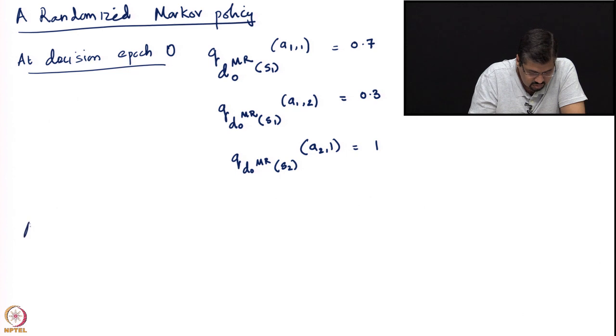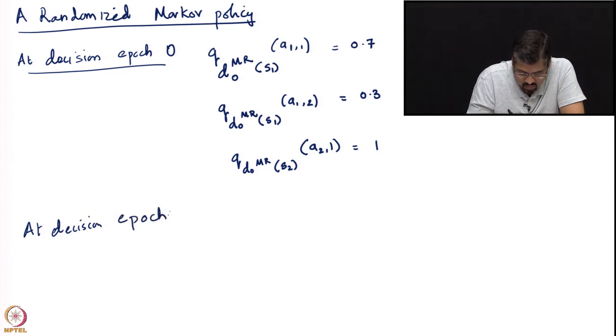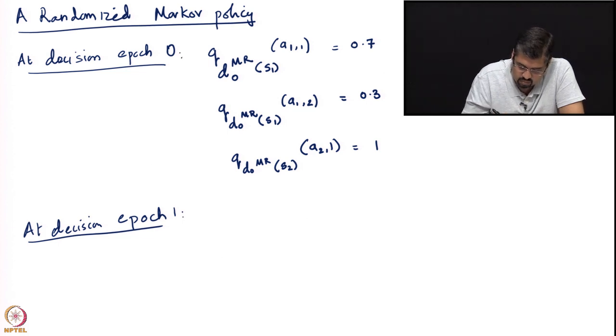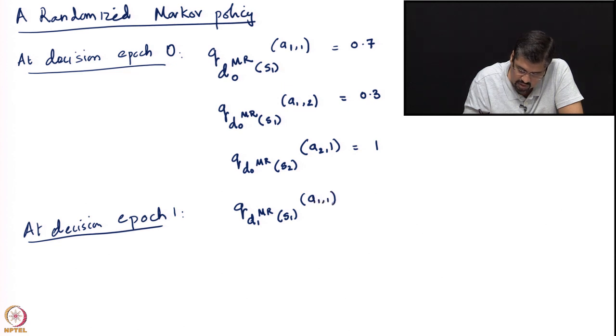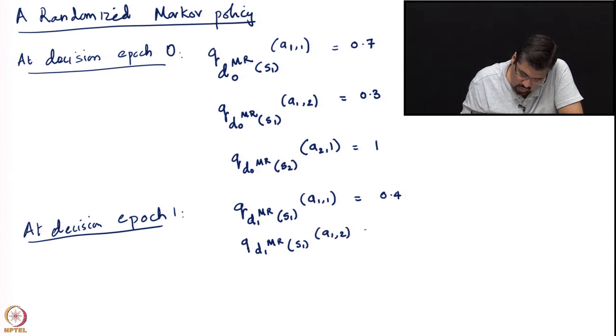Okay, now let us go to decision epoch 1. At decision epoch 1, suppose the decision rule is D1 MR. Suppose I am in state S1. Then again I have to tell you with what probability I am going to be taking various actions. I am going to take action A11, say, with probability 0.4, and I take action A12 with the remaining probability, which is 0.6. This is at decision epoch 1.